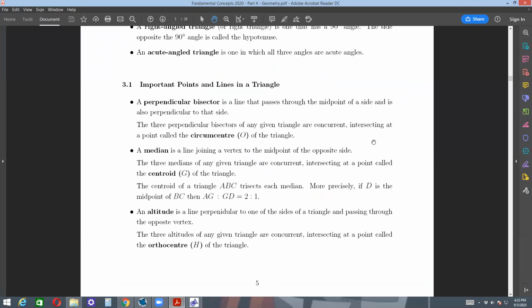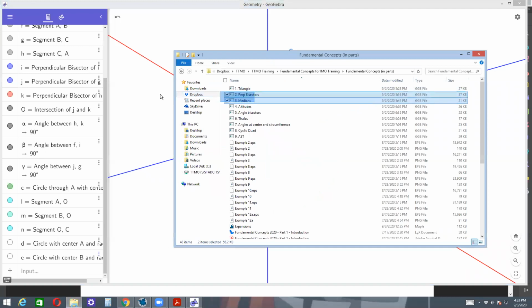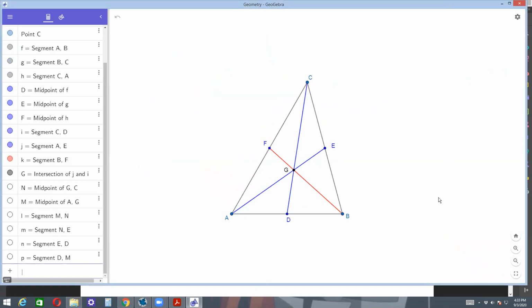Okay, the next one here is the median. So let's look at that one. The 3 medians. Now, the proof for this one is a little more complicated, right? So it'll be a little more work to show you.